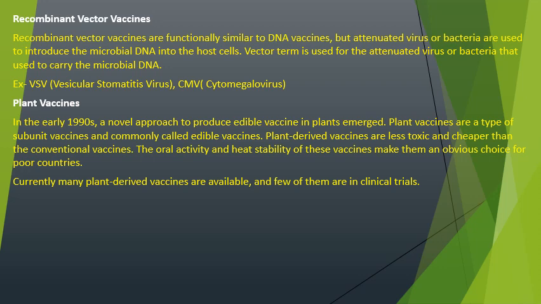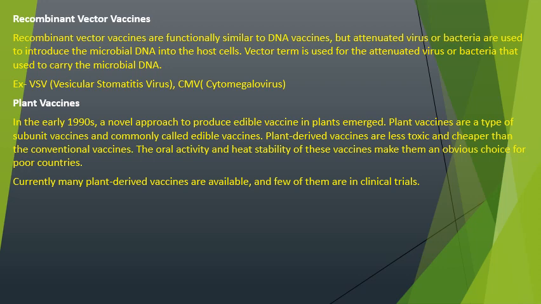Another sort of vaccines are the recombinant vector vaccines. Recombinant vector vaccines are functionally similar to DNA vaccines, but attenuated virus or bacteria are used to introduce the microbial DNA into the host cells. The term vector is used for the attenuated virus or bacteria that is used to carry the microbial DNA within a host. Examples for these sorts of vaccines are VSV, vesicular stomatitis virus, and CMV, cytomegaloviruses.